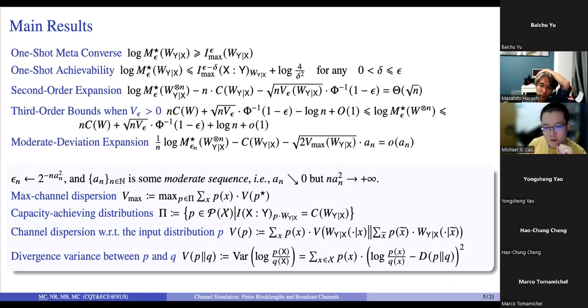We also considered the situation with moderate deviation errors, where epsilon, the tolerance we allowed, will tend to 0 exponentially with respect to 2 to the power negative n a_n squared, where a_n is a moderate sequence. It tends to 0, but n times a_n squared tends to infinity. In this case, similar to the second order, you will have the multiplicative constant as square root of 2 to the power V max. Then the remaining will be negligible compared to a_n.